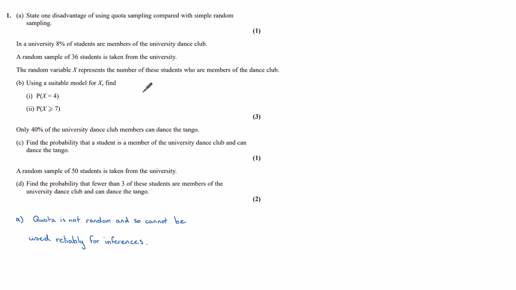So we have a group of 36 people here who are either a member or are not a member of a dance club. This means we're looking at a binomial distribution. We have a group size of 36, and then the probability of them being a member of this dance club is 0.08, or 8%. Part I, the probability then that x is equal to 4, we can find on our calculator, which I will show you how to do now.